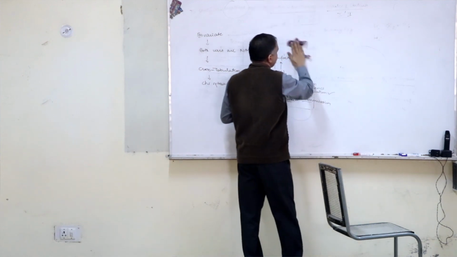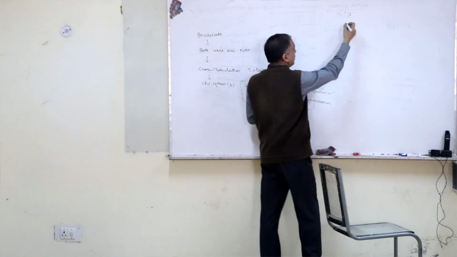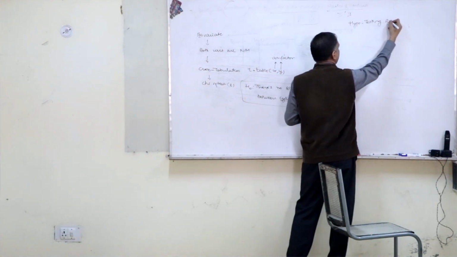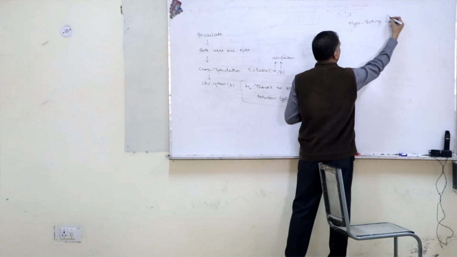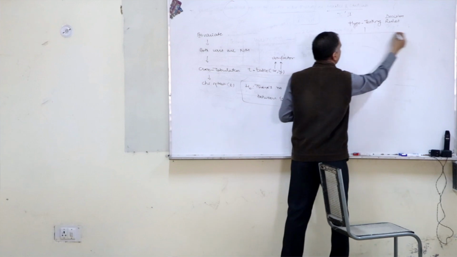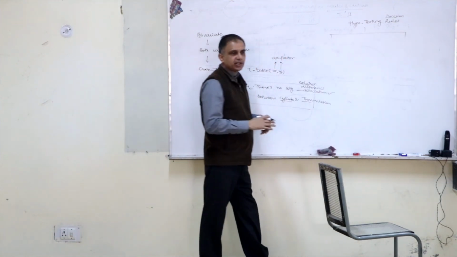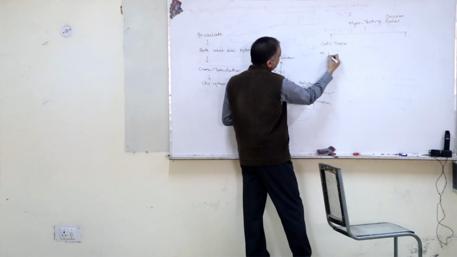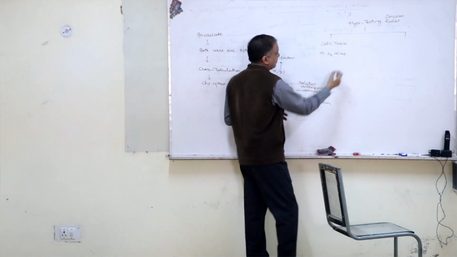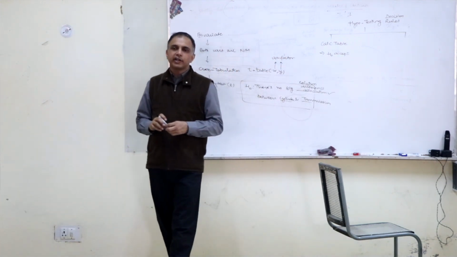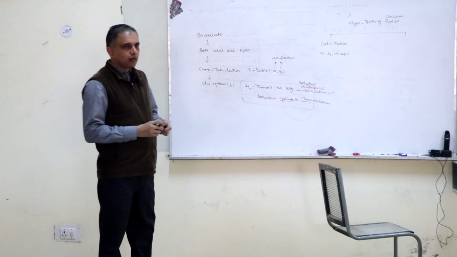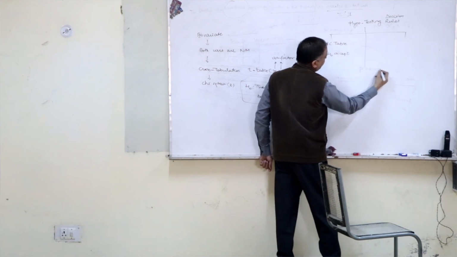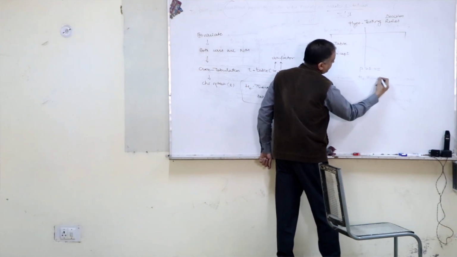There are three methods, separately. Hypothesis testing rules. These are the decision rules. The first one, which we generally teach at the PG level: when the calculated value is less than the table value, we say the null hypothesis is accepted. Second rule: when P is greater than 0.05, the null hypothesis is accepted.